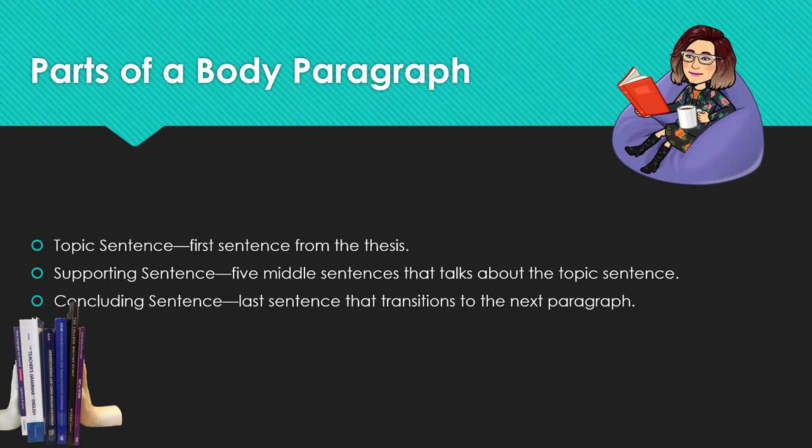What are the parts of a body paragraph? You have the topic sentence. That's the first sentence that relates back to the thesis. You have 5 supporting sentences, and the 5 middle sentences talk about the topic sentence. Whatever the topic of the topic sentence is will be the topic of your 5 supporting sentences. And then you have a concluding sentence, which is the last sentence that transitions to the next paragraph.